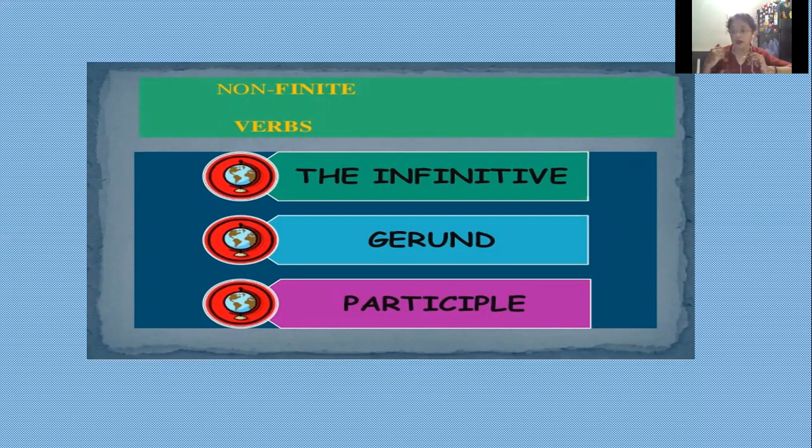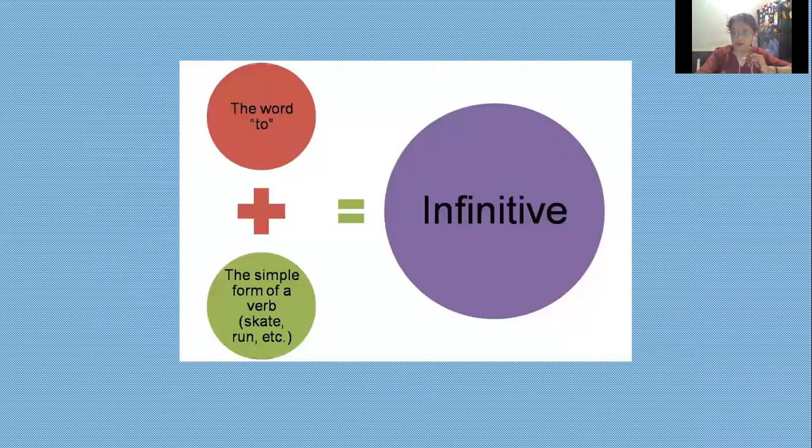I hope that you have understood. Okay. So now next, we are going to start that is infinitive. What is infinitive? The word to plus base form of the verb is equal to infinitive. Okay. To plus base form of the verb, that is infinitive.